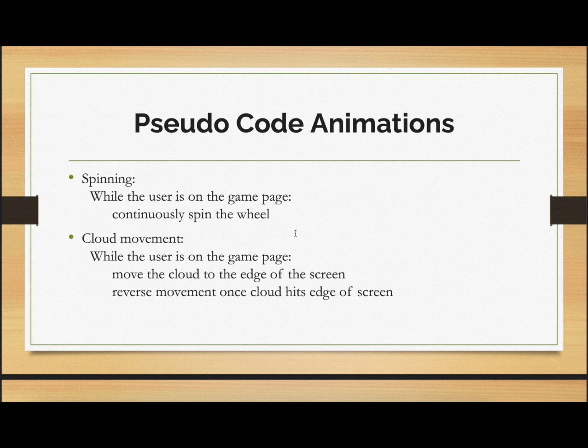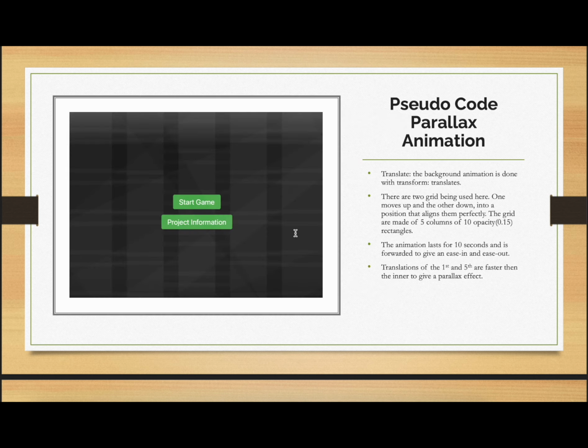So for the pseudocode animations, for the spinning and the cloud movement, basically just while the user is on the game page, continuously just spin the wheel. And then for the cloud movement, we just move the cloud to the edge of the screen, and then reverse movement once the cloud hits the edge of the screen. We did this using an alternate command. And so now we'll go into the parallax animation.